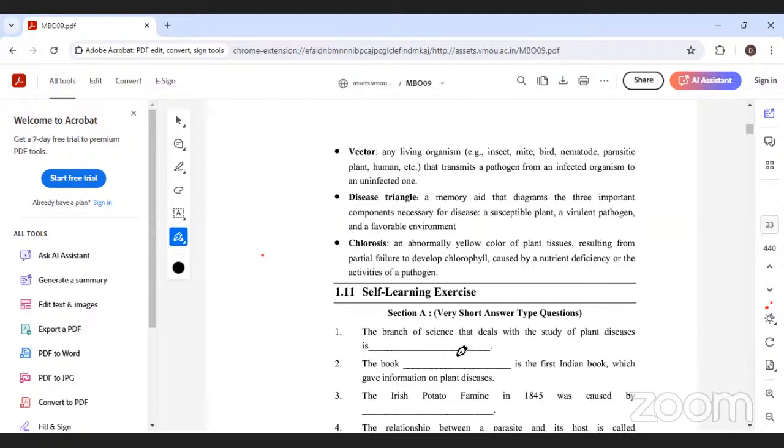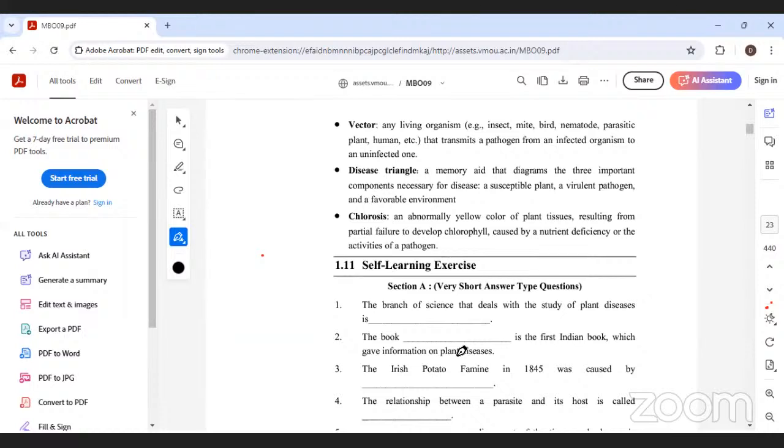Next, the disease triangle. Very important. The disease triangle is a memory aid, a diagram, of the three important components necessary for disease. First, a susceptible plant. Second, a virulent pathogen. And third, a favorable environment for causing the disease. This is the triangle.